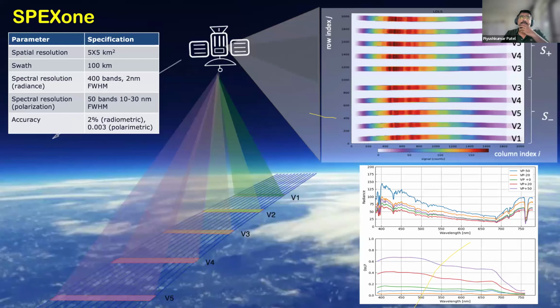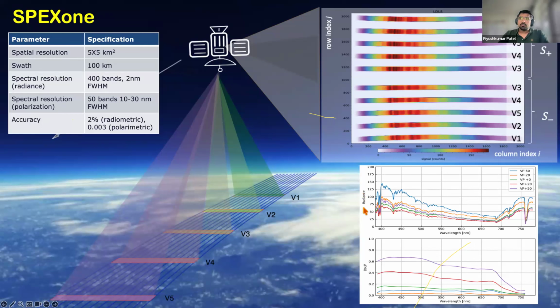Now, if I talk about SPEX one, SPEX one is made by my company, Aaron. As I mentioned, it has 5 different angles, so it measures the radiance and polarization at 5 different angles. This right side plot shows the hyperspectral variations for each angle. So V1, V2, V5, V4, V3 are the 5 angles, and the bottom 5 and the top 5 are the polarization.